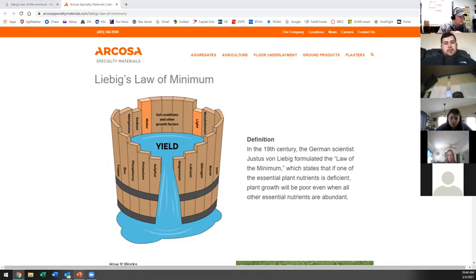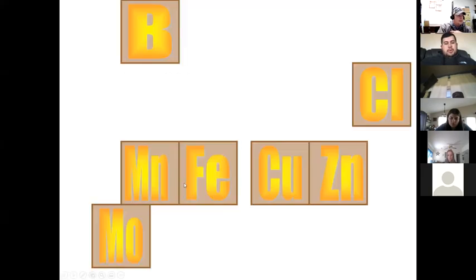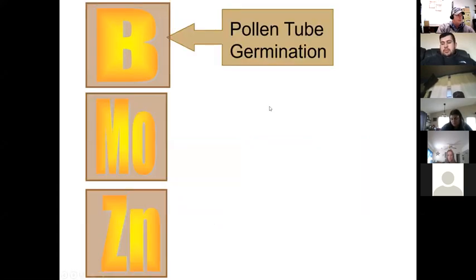All right. Law of the minimum. And so in this case, right, we've got micronutrients. They're just as important as the macronutrients. They're just used in lesser amounts. Okay. Boron is kind of an interesting study. It's used for pollen tube formation and also in germination for the plant.